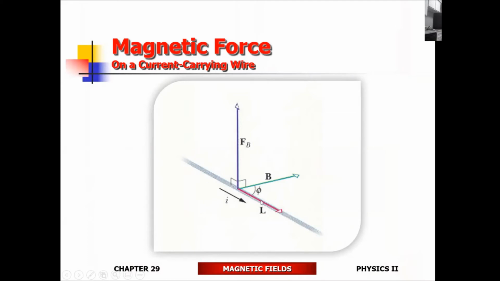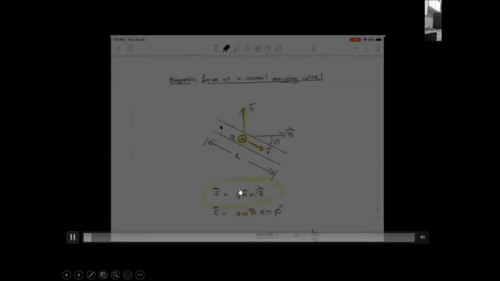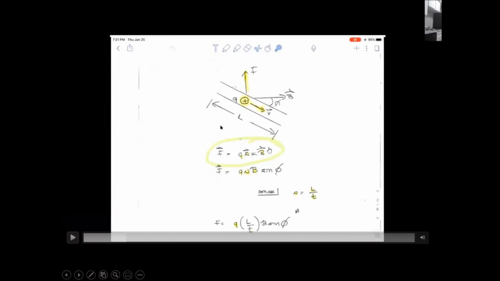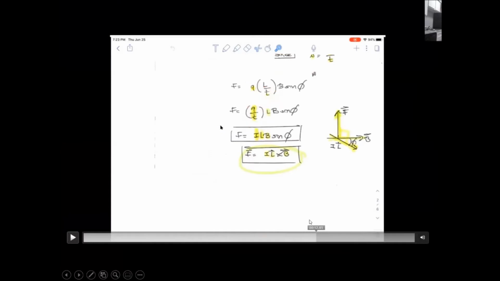The current implies that charges are moving in this direction inside a magnetic field, and the charges are moving across the magnetic field. Any charge going across the magnetic field is going to experience a force of deflection. It's going to experience a magnetic force. So this formula is going to get transformed into this formula right there.